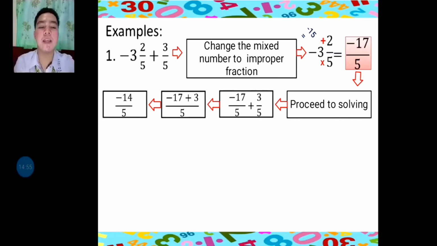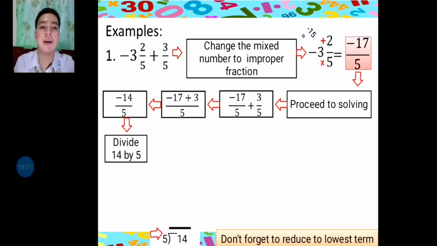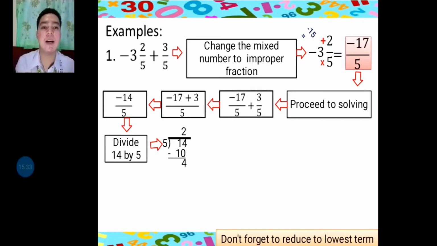But don't forget to reduce it to lowest term if possible. So as you can see, it is possible because the numerator is bigger than the denominator. We are going to divide 14 by 5. So just ignore first the sign of our numerator, which is the negative. So 14 divided by 5 will be 2. 2 times 5, 10. So we have to subtract 14 by 10. That is 4.